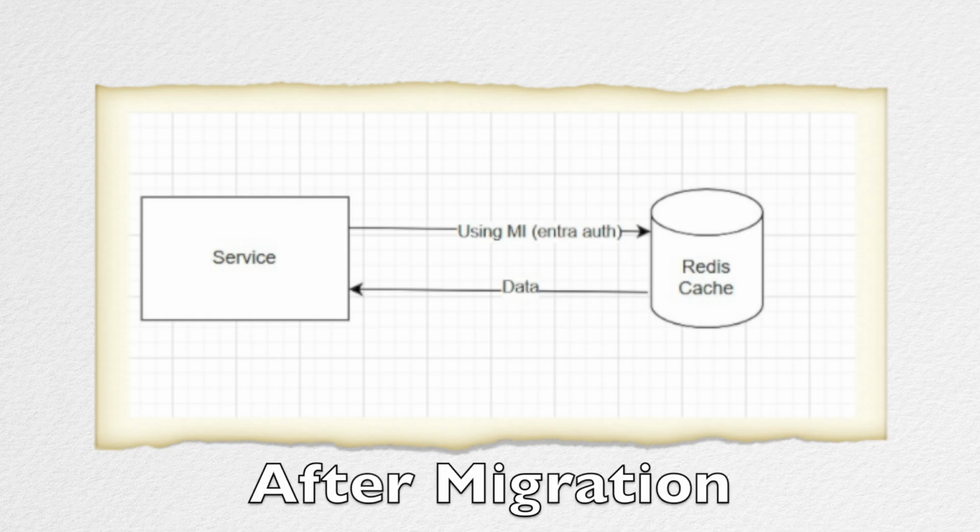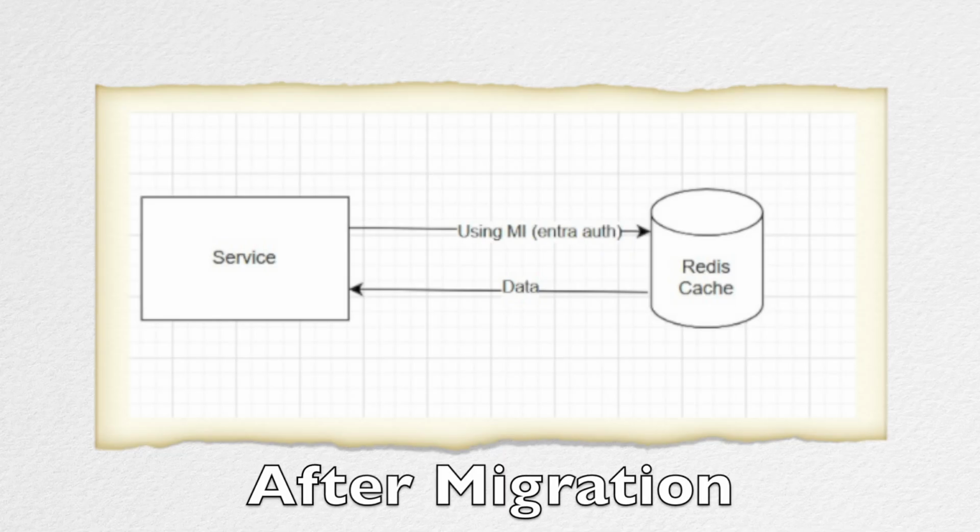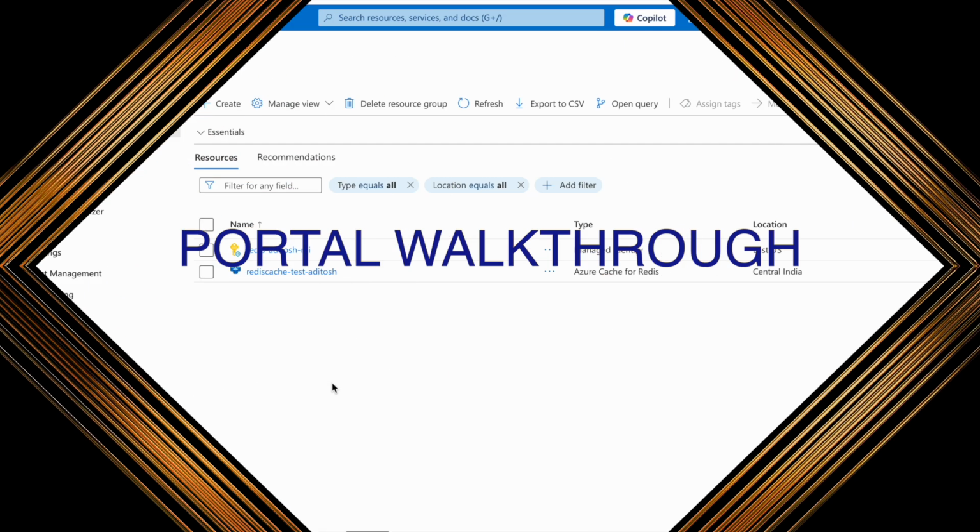After migration, the service directly talks to Redis cache using managed identity, that's the Entra auth, and gets the data or updates the data on the cache. It eliminates the need for secrets and the resource required to store the secret. So the secret is eliminated and we have a centralized identity model.